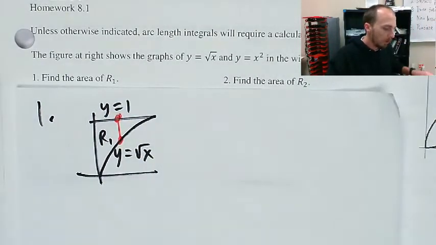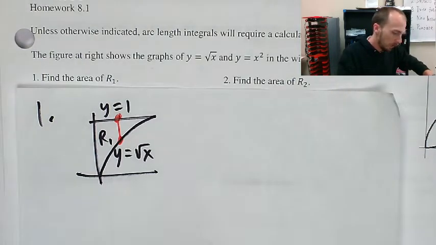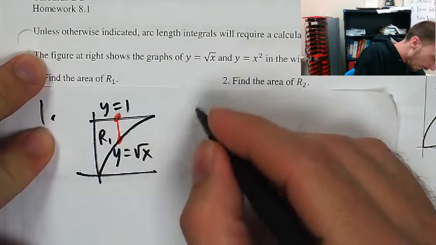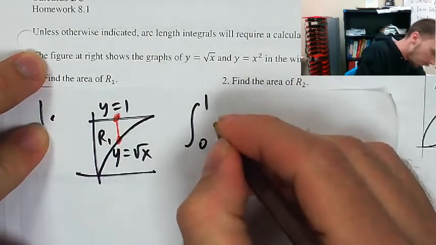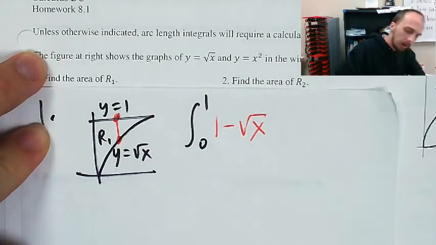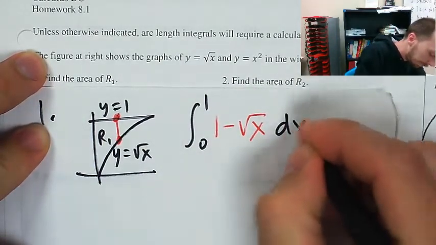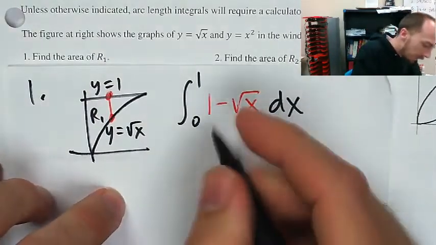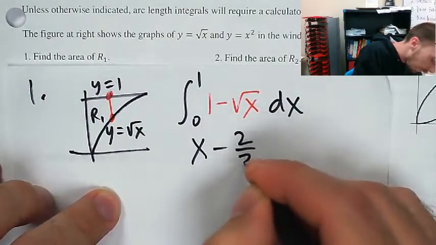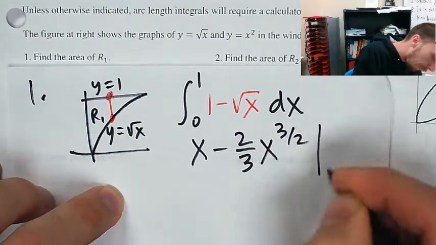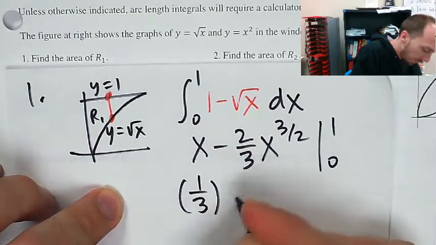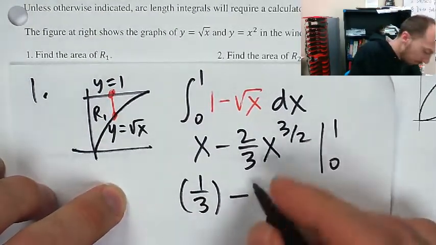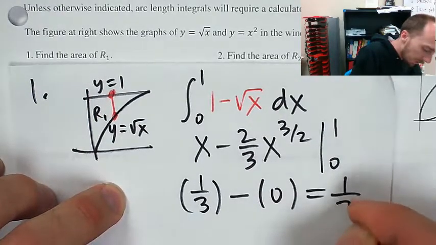The representative piece is going to be y equals 1 minus y equals the square root of x, top minus bottom. So the area will be the integral from 0 to 1 of top minus bottom, so it'll be 1 minus square root x, and I'm going to integrate that with respect to x. Okay, and we can do this. We're going to find an antiderivative, plug in the top and bottom, so that'd be 1 minus 2/3 is 1/3, minus 0 minus 0, which is 0. And so that's going to be an area of 1/3.